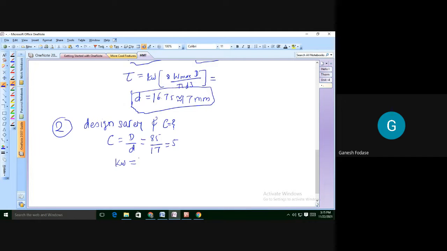We have to check for safety. Why are we doing this? Whatever diameter we are getting, is it right or wrong? Is it safe or not? So to check safety, we are doing this. We are again going to check stress. If the stress is below the stress limit, then the design is safe. So we have to find out kW. How much is kW now? Just find it out.